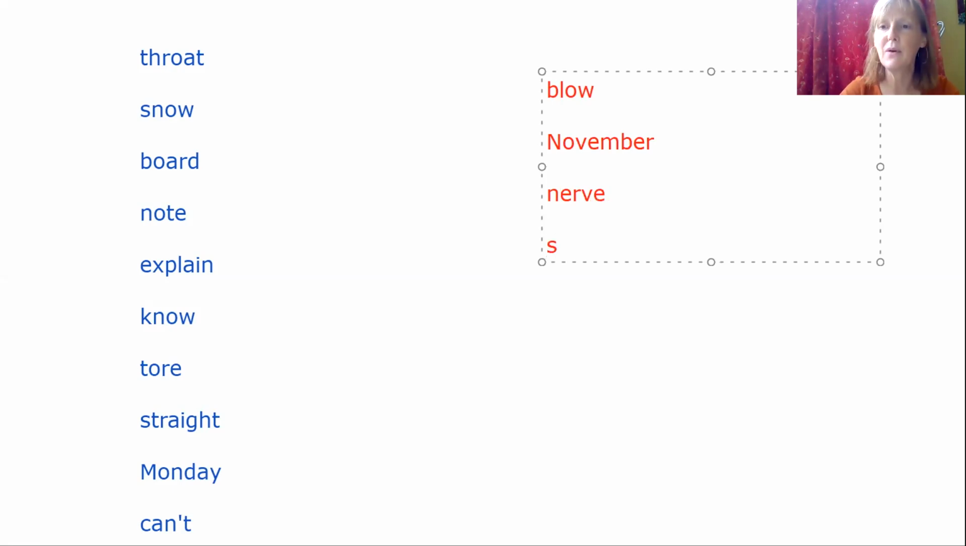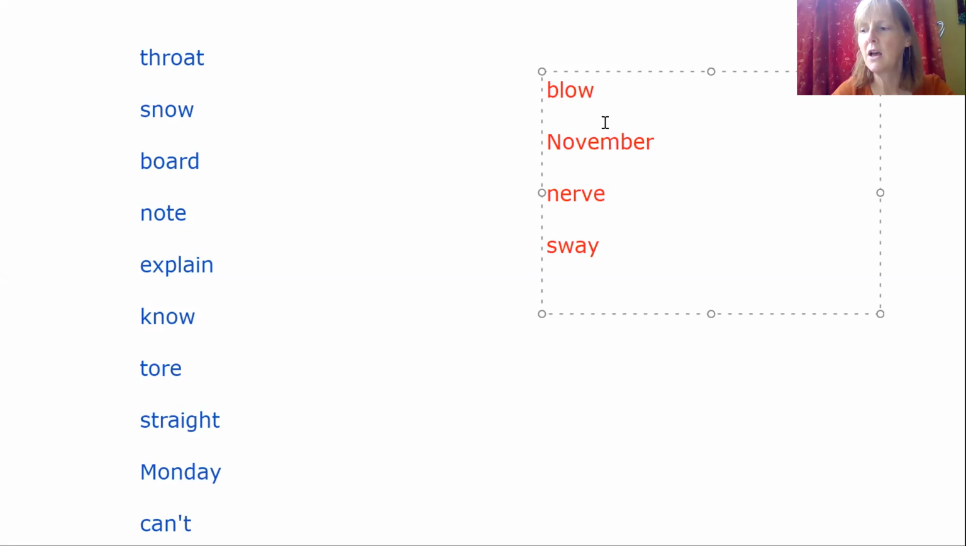The next word is sway. Sway back and forth. Sway. The tree was swaying back and forth. SW, you hear that sw sound. And then long A sound at the end of a word, A-Y. Very nice.